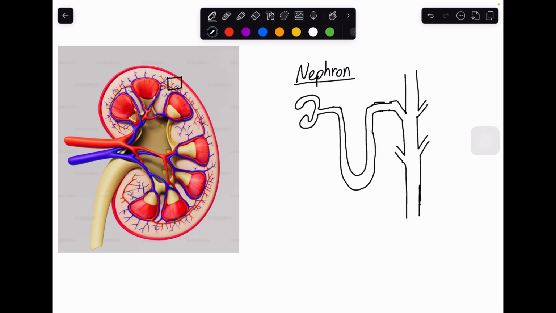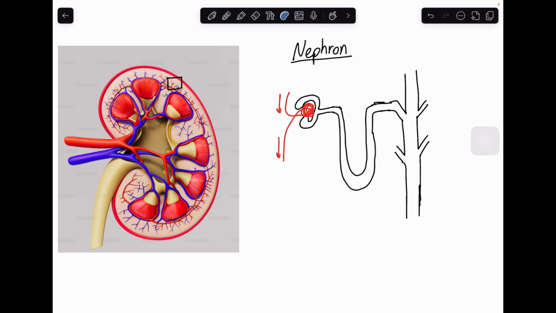And there is a network of blood vessels that enters this first part of the nephron, circles around before leaving. And the blood flows in this direction. And yeah, this is an example of a functional unit of the kidney, which is known as the nephron.